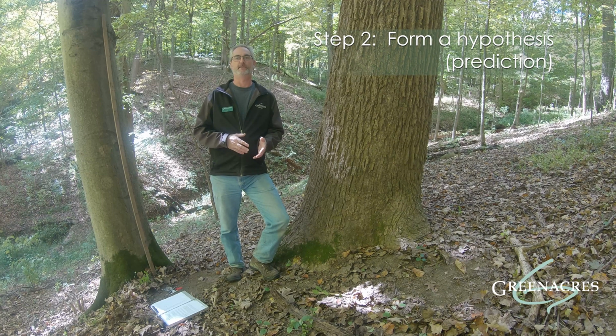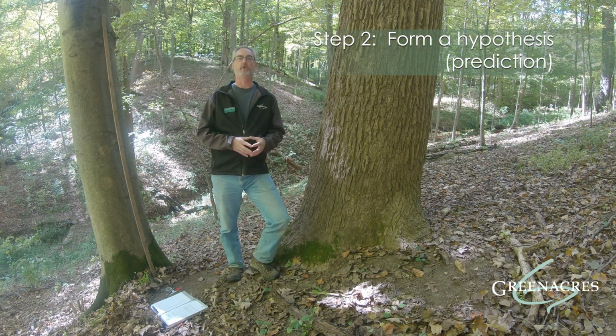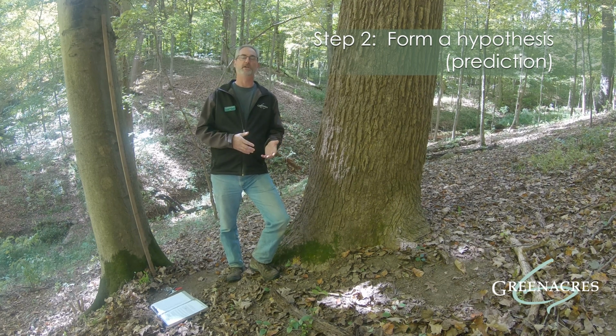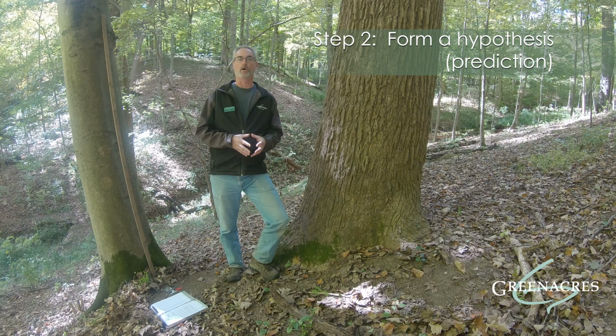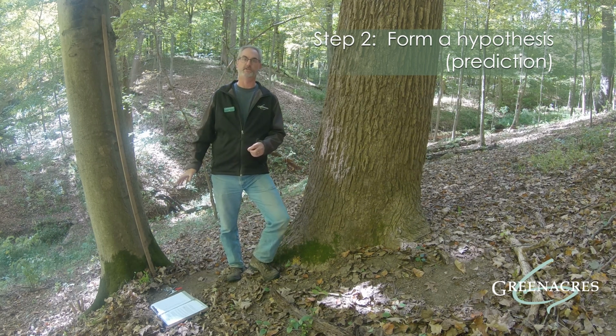Step two in the scientific method is to form a hypothesis, and that is just a prediction on how your question will come out. My prediction is that moss will grow more on the rough bark trees and not so much on the smooth barked trees.